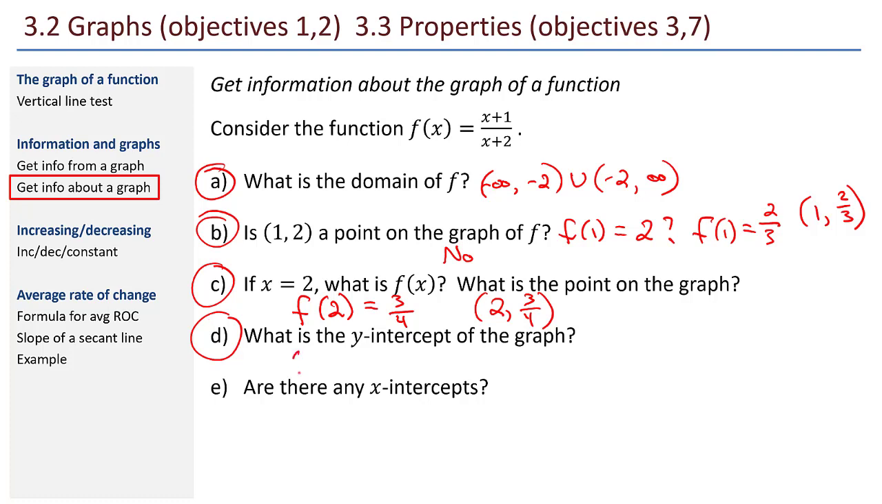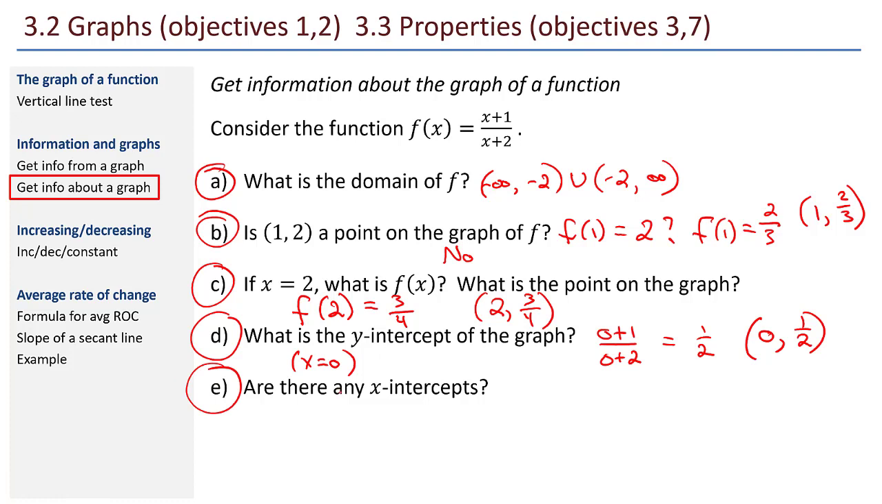D. What is the y-intercept of the graph? So remember, this is when x equals 0. So if I plug in 0 for x, 0 plus 1 over 0 plus 2 equals 1/2. So there is a y-intercept, and the y value is 1/2. I guess I could write this as a point, 0, 1/2.